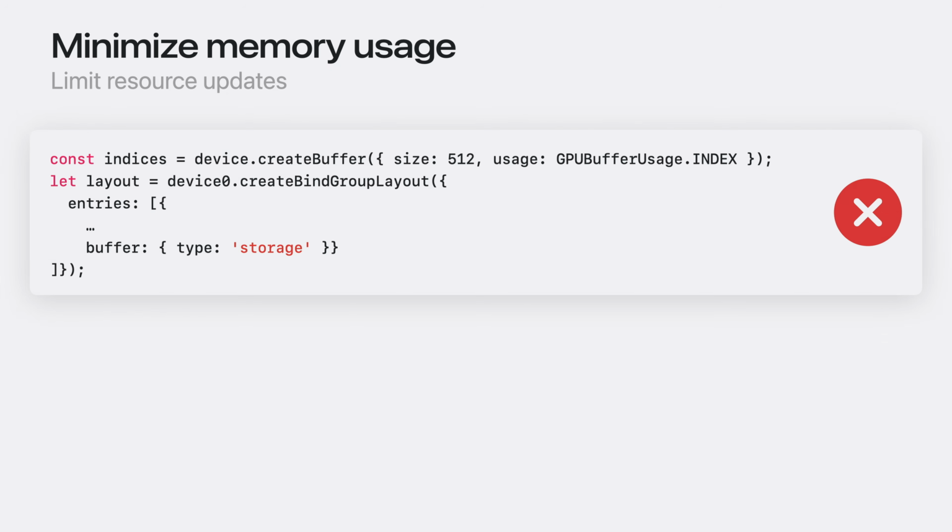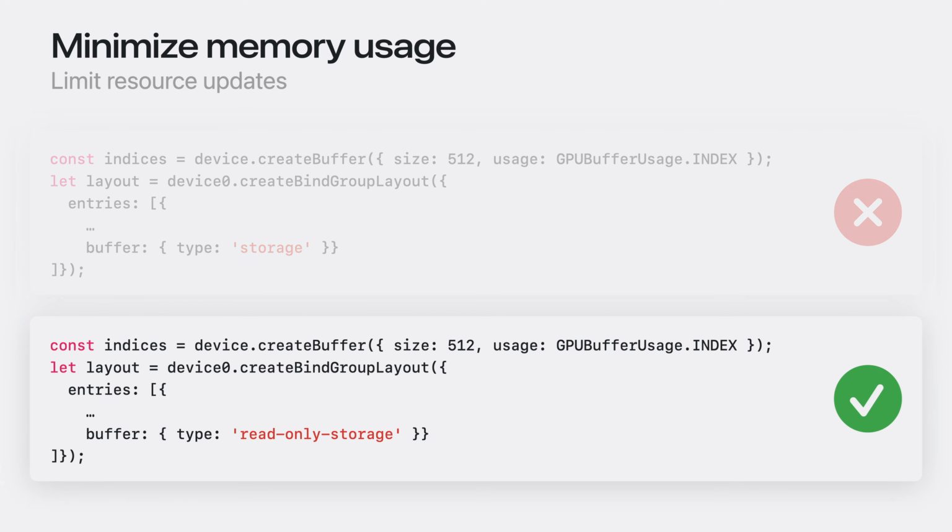Only update these types of buffers when needed. This also applies to using a buffer in a bind group with write or read-write access. As illustrated in the code example, prefer read-only access unless you are writing to the resource in the shader, especially if the resource is an index or indirect buffer.